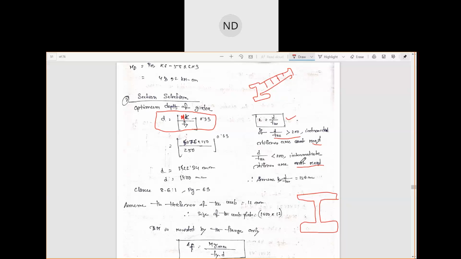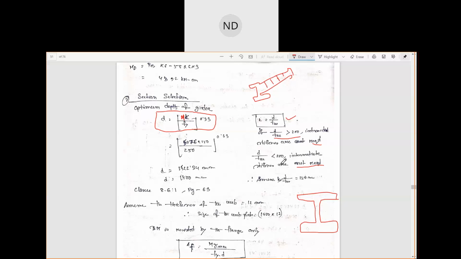Okay, so for that we know that d by tw should be less than 200, and if d by tw is less than 200, then only we do not need to provide any intermediate stiffeners. This intermediate stiffeners we don't have to provide, for supporting this web portion.